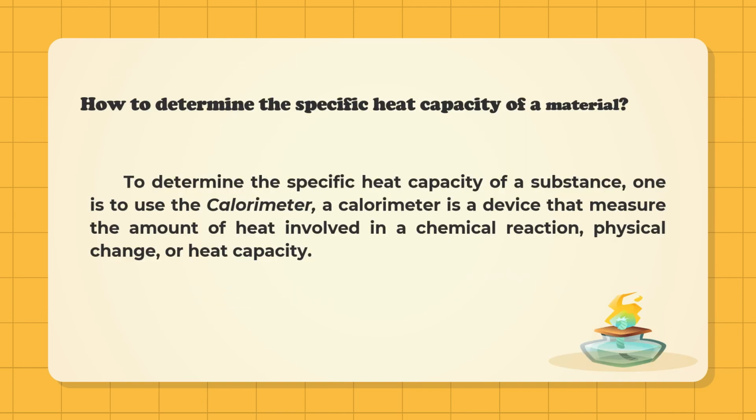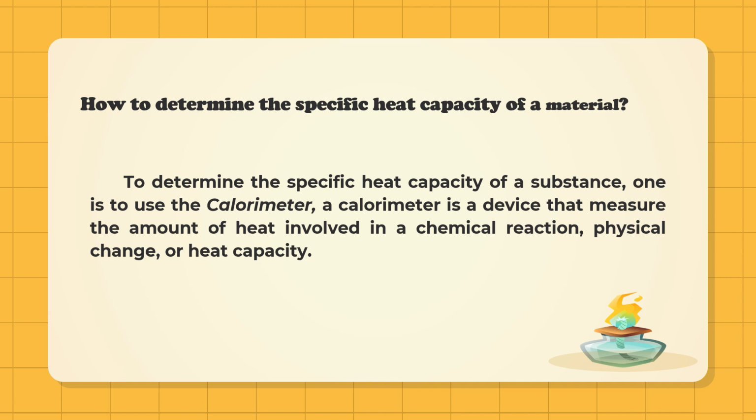How do you determine the specific heat capacity of a material? To determine the specific heat capacity of a substance, one must use a calorimeter. A calorimeter is a device that measures the amount of heat involved in a chemical reaction, physical change, or heat capacity.